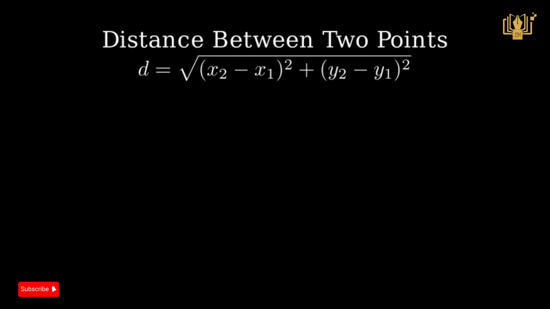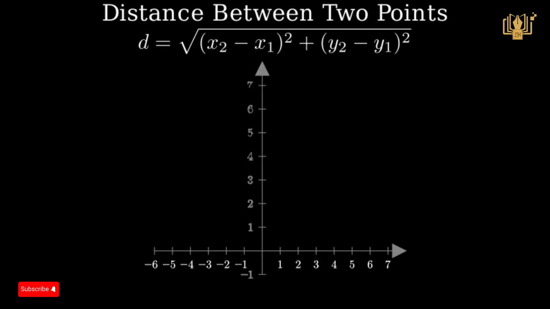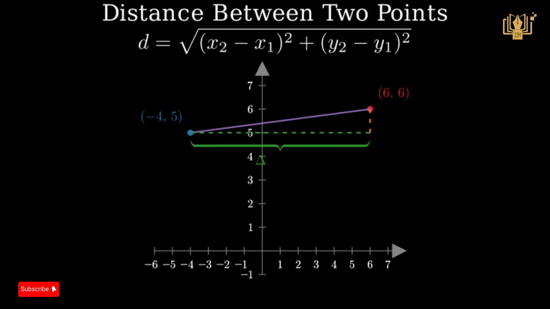Example 1. Find the distance between (-4, 5) and (6, 6). We will plot the 2 points and draw the distance segment. Then we will show delta x and delta y as the legs of a right triangle. Here, delta x is 6 minus -4, which is 10, and delta y is 6 minus 5, which is 1.